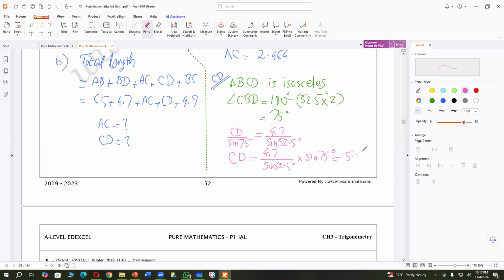5.7. Okay. So let us say that this was my total length equation and this was equation 1. Now if you put all the values in equation 1, you can find the length: 6.5 plus 4.7 plus 2.464 plus 5.7 plus 4.7.